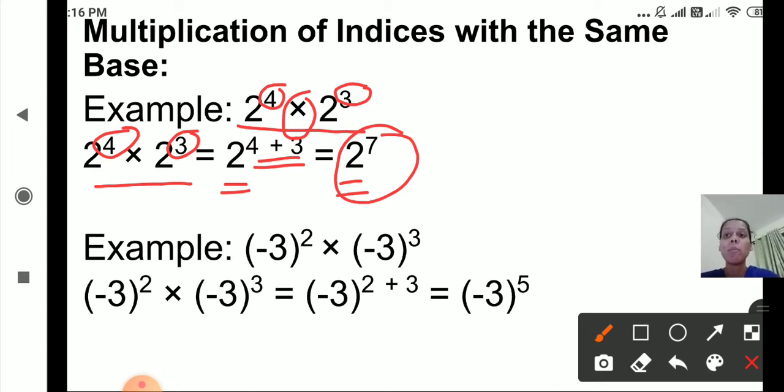Hope you are clear with this. You will write down the formula, then according to the formula you will solve. Okay, base we will write down only once. You will add the indices if it is multiplication.